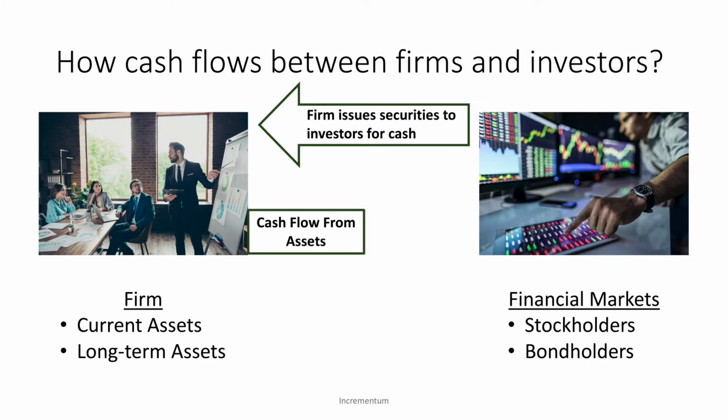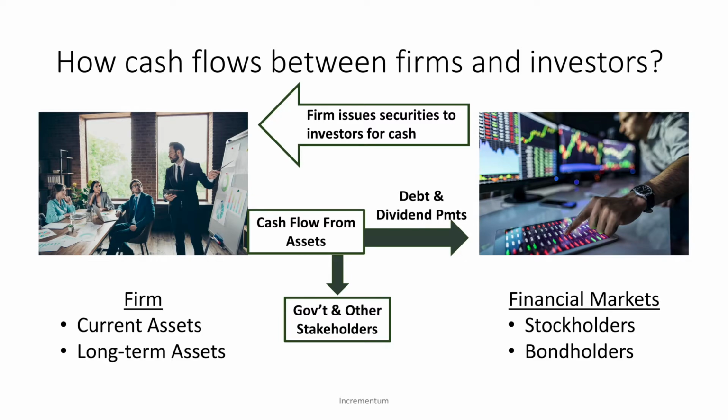Once the firm gets going and is operating, they're going to produce cash flow from those assets. So we call that cash flow from assets or free cash flow. They make their payments to the government, so their taxes, and any other stakeholders they need to pay, any other regulators. Then they make their debt payments on any bonds they have outstanding or any loans they have outstanding. And then they can decide to make dividend payments to the stockholders. Anything that gets left over is reinvested back into the firm.